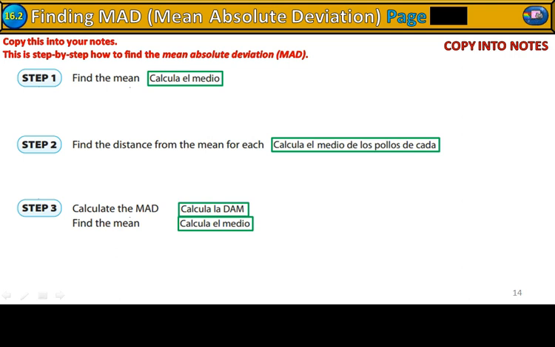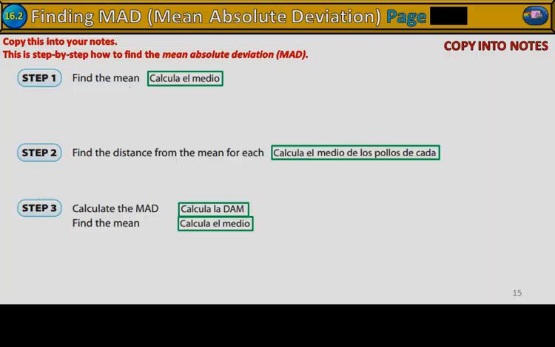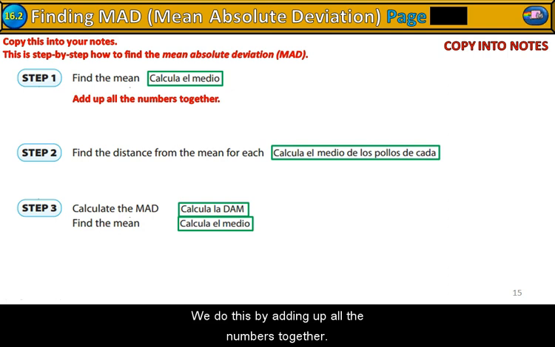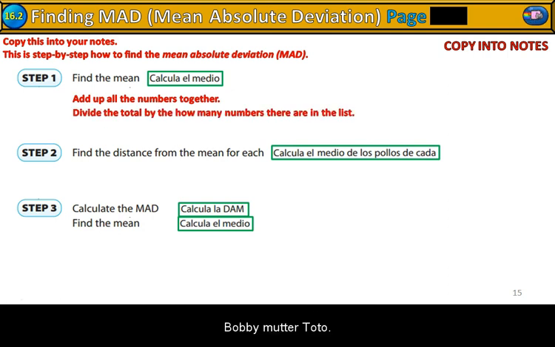Step 1 is to find the mean of the data set. We do this by adding up all the numbers together, dividing by the total of how many numbers are on the list, and that's your mean.